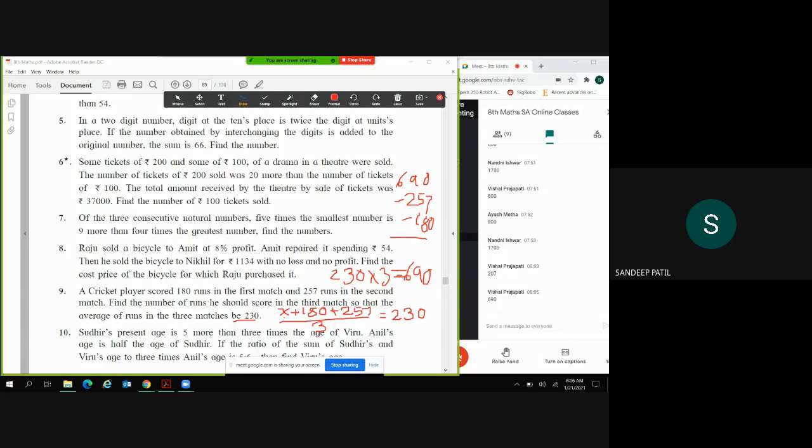690 minus 257 minus 180 goes 253. Okay, so the player should score 253 runs in the third match, then only he will get the average of 230. Okay.